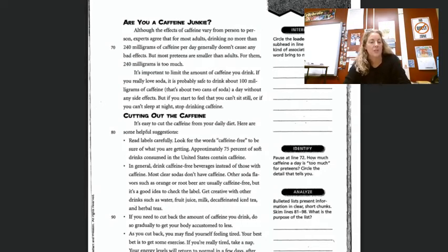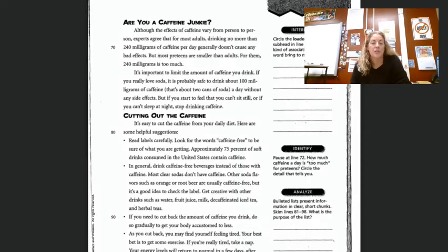Here are some helpful suggestions. Read labels carefully. Look for the words caffeine-free to be sure of what you are getting. Approximately 75% of soft drinks consumed in the United States contain caffeine. In general, drink caffeine-free beverages instead of those with caffeine. Most clear sodas don't have caffeine.